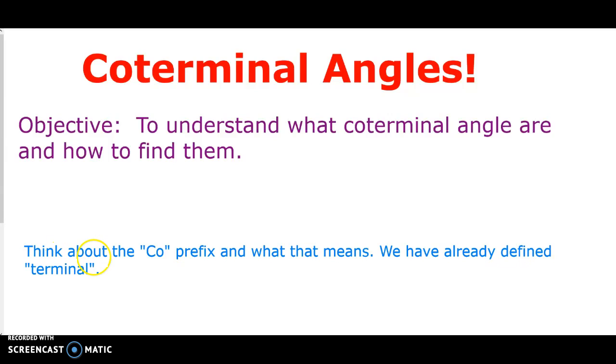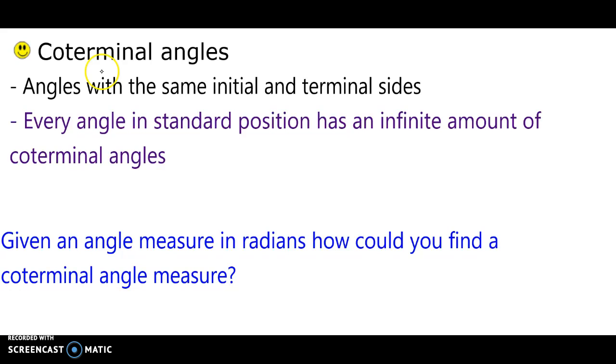And before we do that, let's think about what the prefix co means, like copilot. Why is that the only word that I can think of? Well, you could probably come up with more, but what does the prefix co mean? And we've already defined what the term terminal means, so coterminal. Okay, get to it already. So what are coterminal angles?